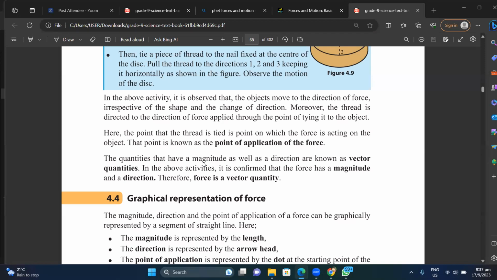Why? Because it has a magnitude as well as a direction.